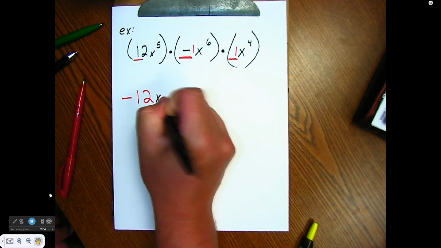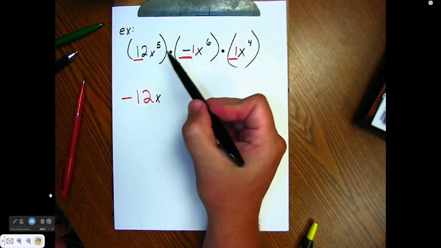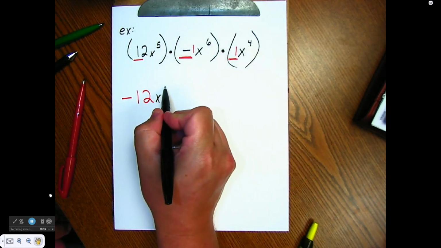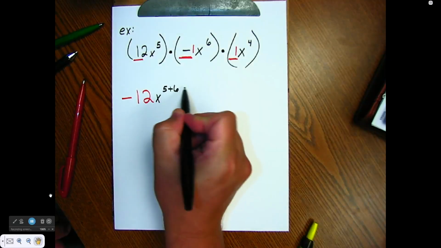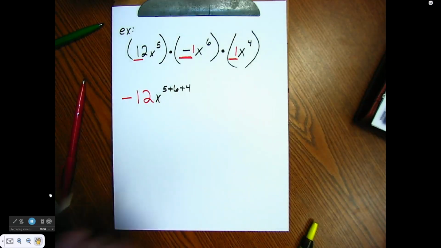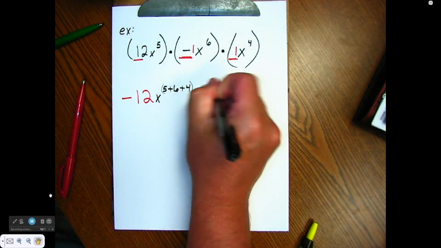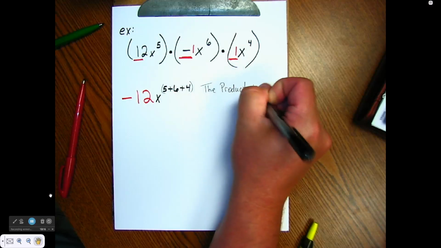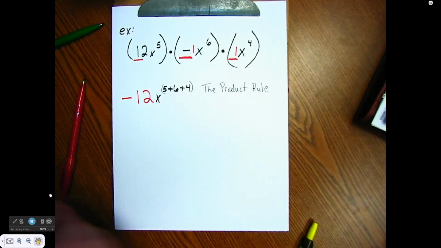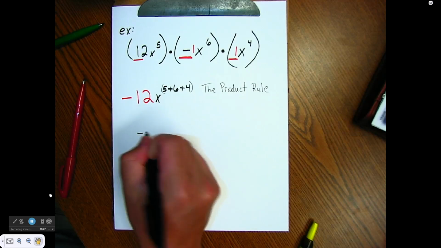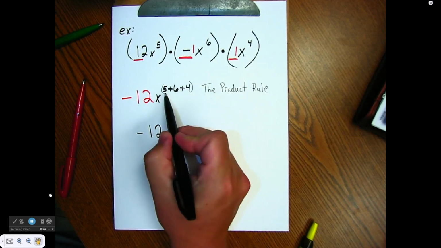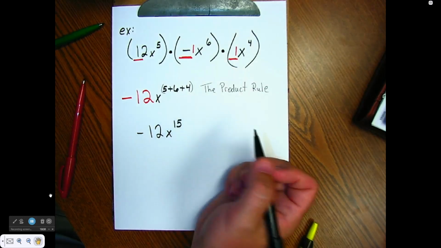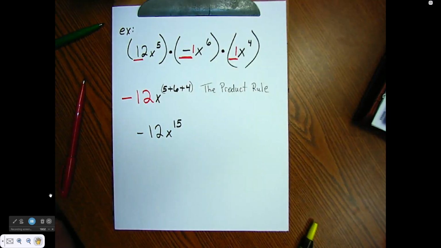We will consolidate the base of x, and then we will add 5 plus 6 plus 4. What allows me to do that? Well, again, the product rule allows me to do that, giving me a final answer of negative 12x. Well, 5 plus 6 is 11, plus 4 is 15. Negative 12x to the power of 15.